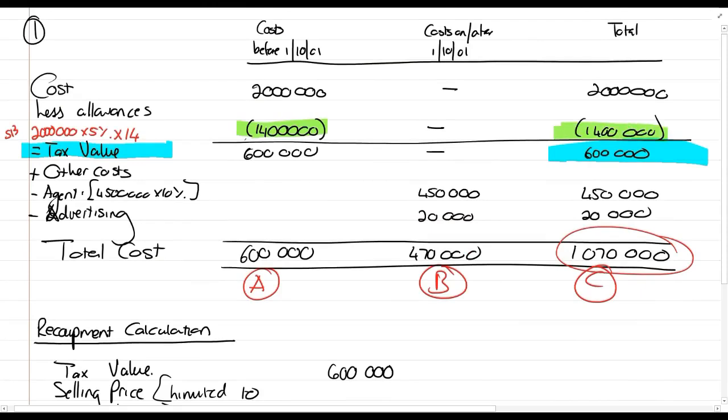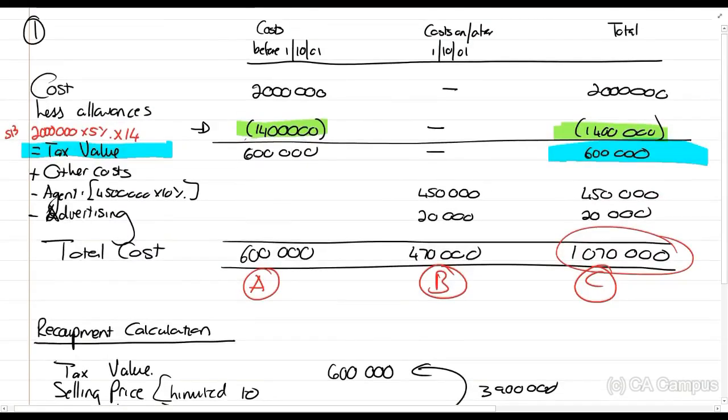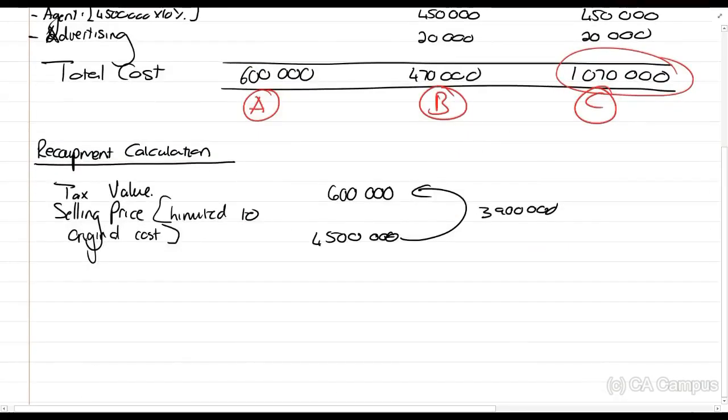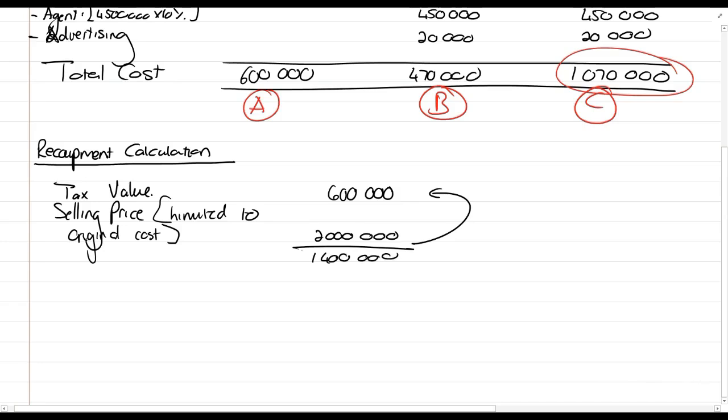past allowances of yours. Now, if you use the actual selling price, 4.5 million rands, so you say 4.5 million minus 600,000, that is 3.9 million rands. That is more than our allowances. So how these rules work when you calculate the recoupment is you say limited to original cost. So you can't use more than the original cost. So now we say 2 million minus 600,000 is 1.4 million rands, and that is our recoupment.